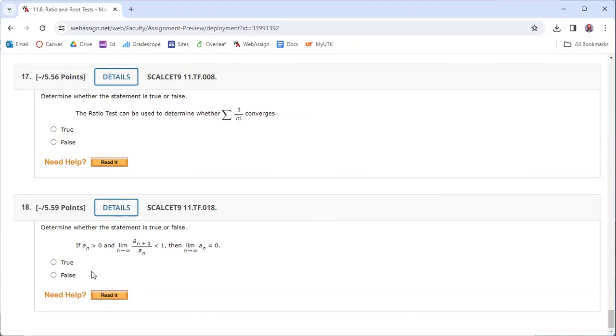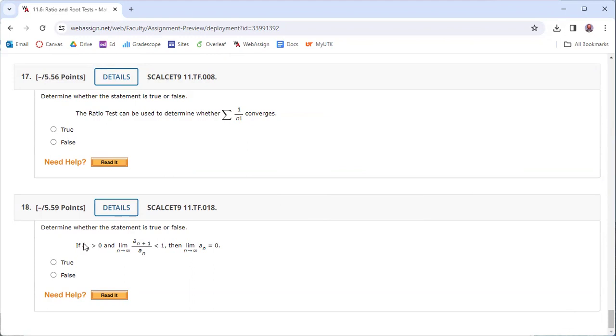Okay, whoa. A_n is greater than 0, and this limit is less than 1. How in the world is that possible? How in the world is that possible? Oh, less than 1. Okay, yeah. I was thinking less than -1. I don't know what I was thinking.